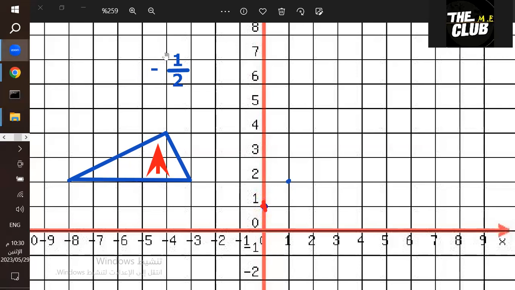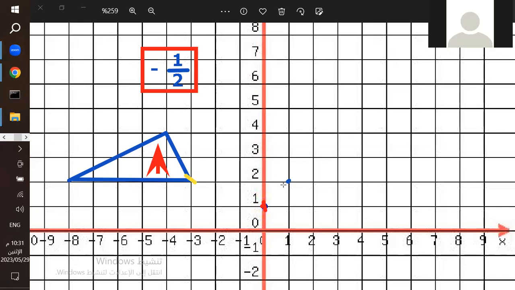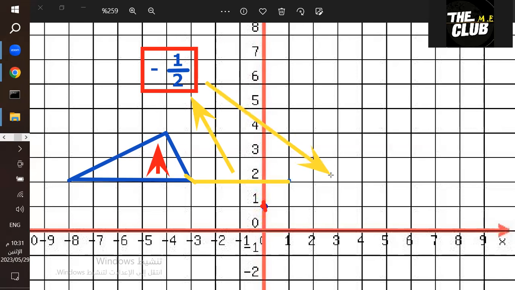We have a shape. We want to enlarge the shape by this scale of enlargement. First, we find the distance between this point and the center. So what's the distance here? Four. So it's going to be 2. I multiply this 4 by the scale, and it will give me the new distance. That's the idea of enlargement.